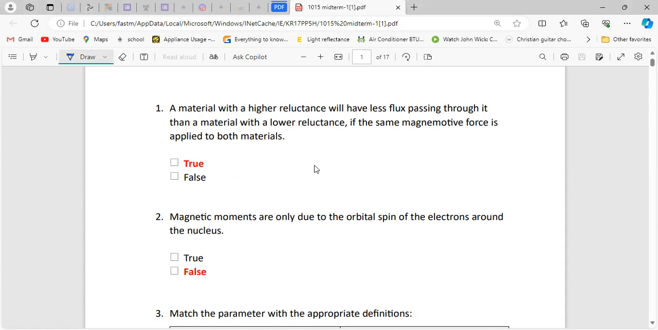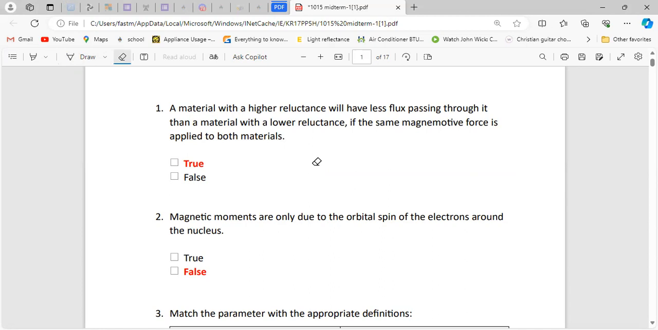So this one, a material with high reluctance. Remember, anytime you see reluctance, you can think of it as resistance, but with less flux. And same thing with flux: when you think about flux, think about it like current passing through a material with low reluctance. If you see MMF, think of it as voltage. So it's easier to conceptualize in your brain, right?